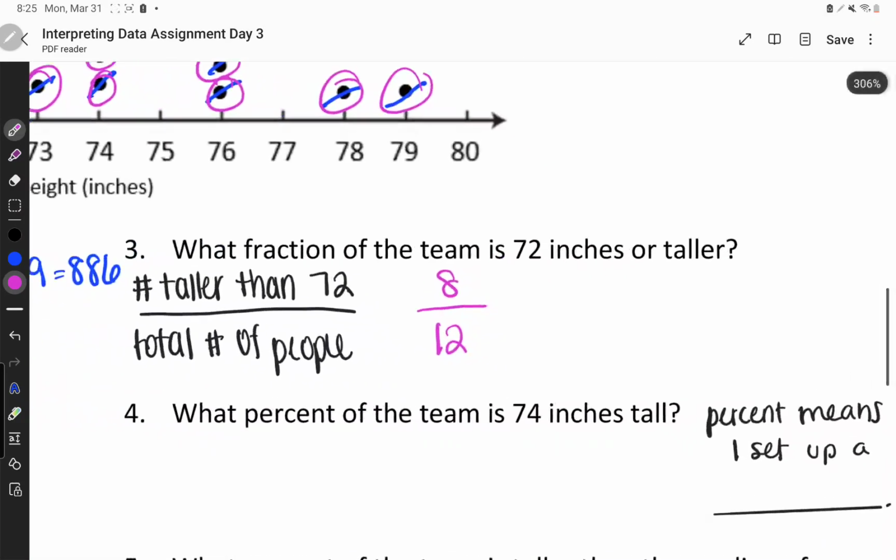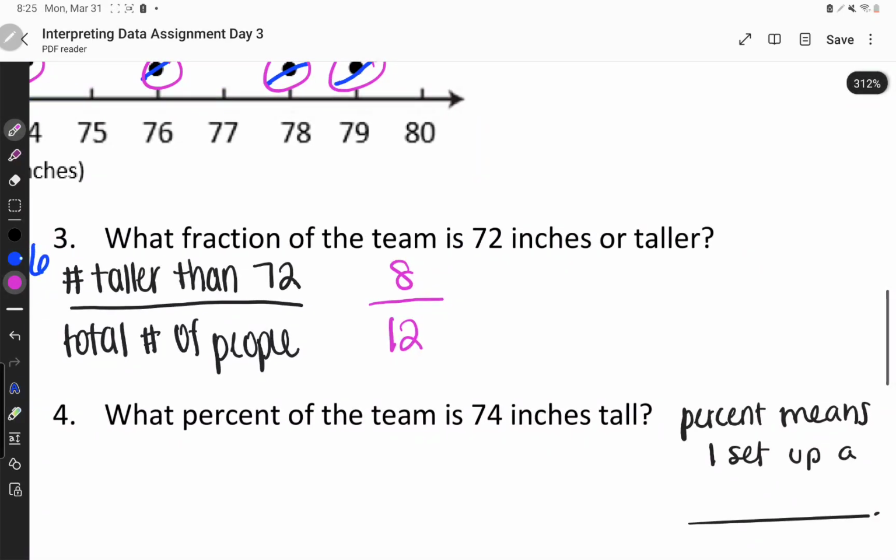12. We simplify this, so both 8 and 12 are divisible by 4. You could have said 2, and if you said 2, you just have to simplify it again. 8 divided by 4 gives me 2, and then 12 divided by 4 gives me 3.